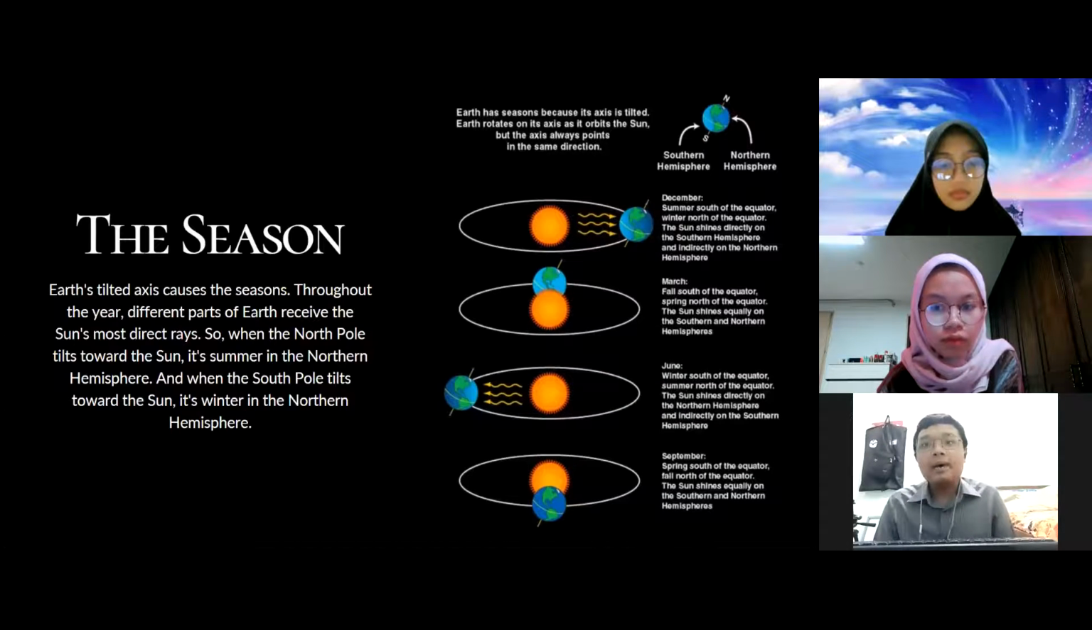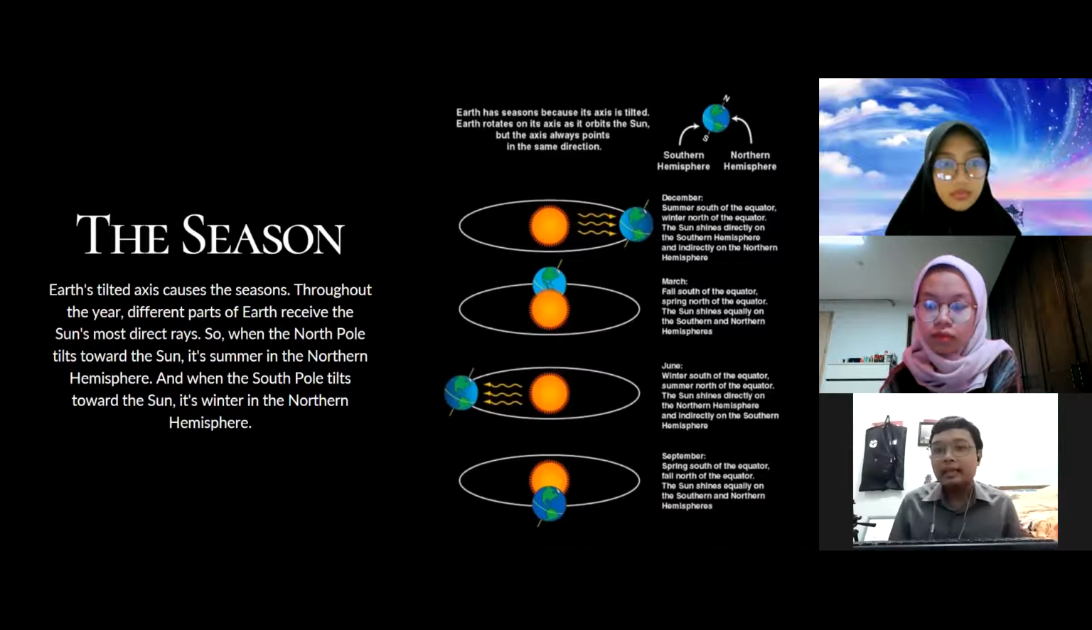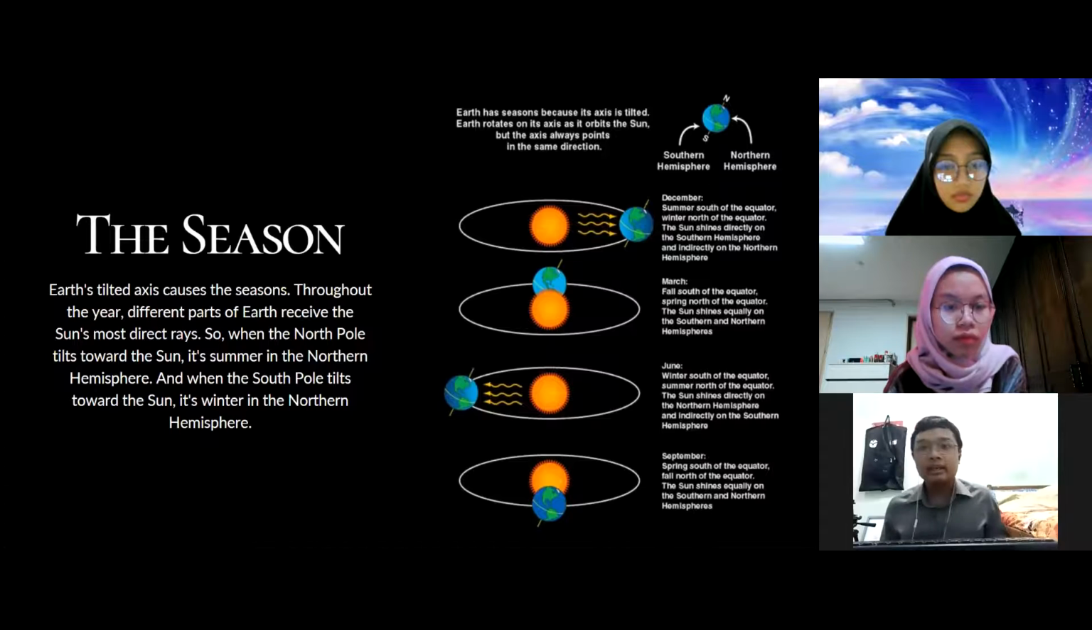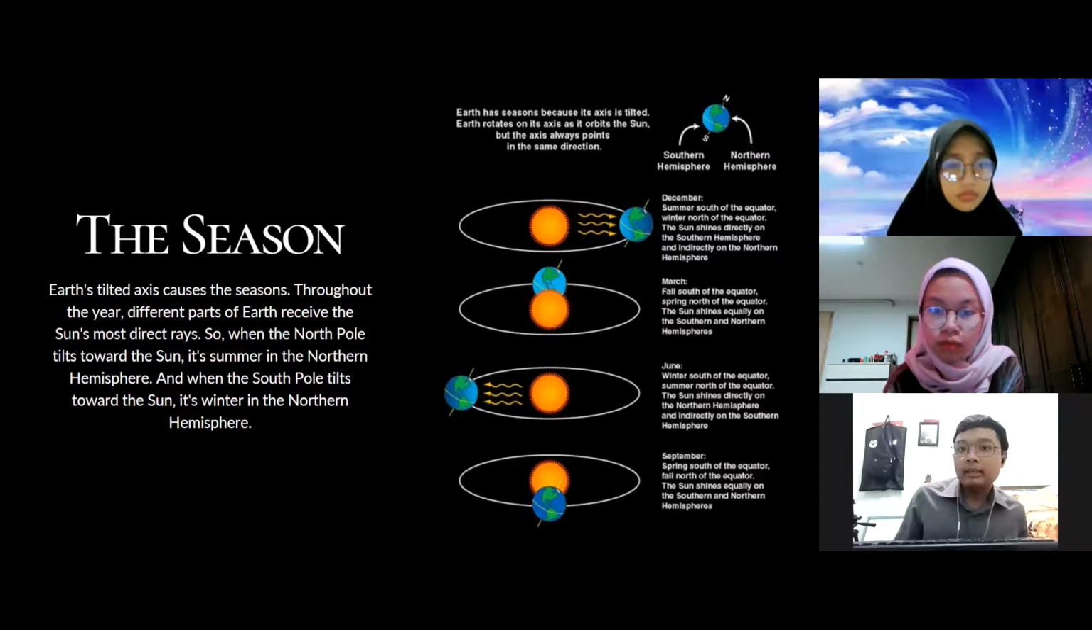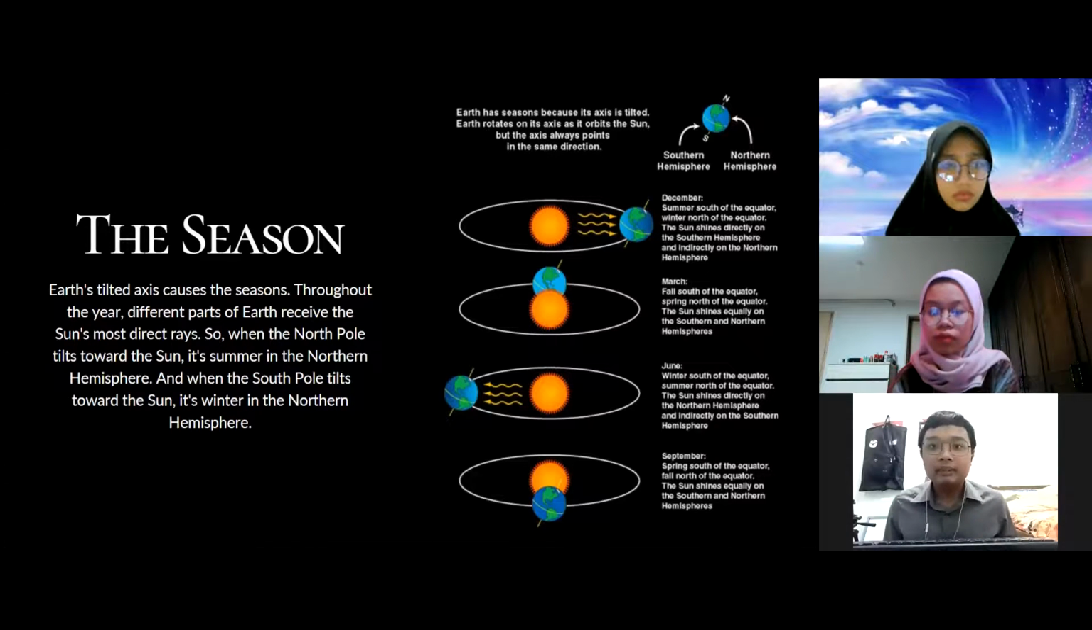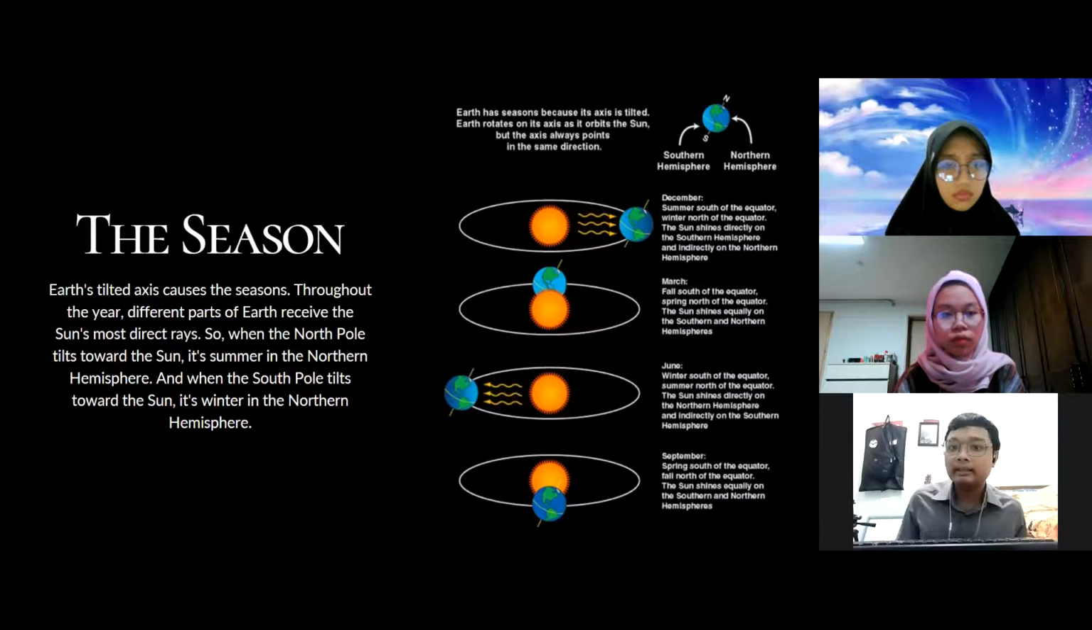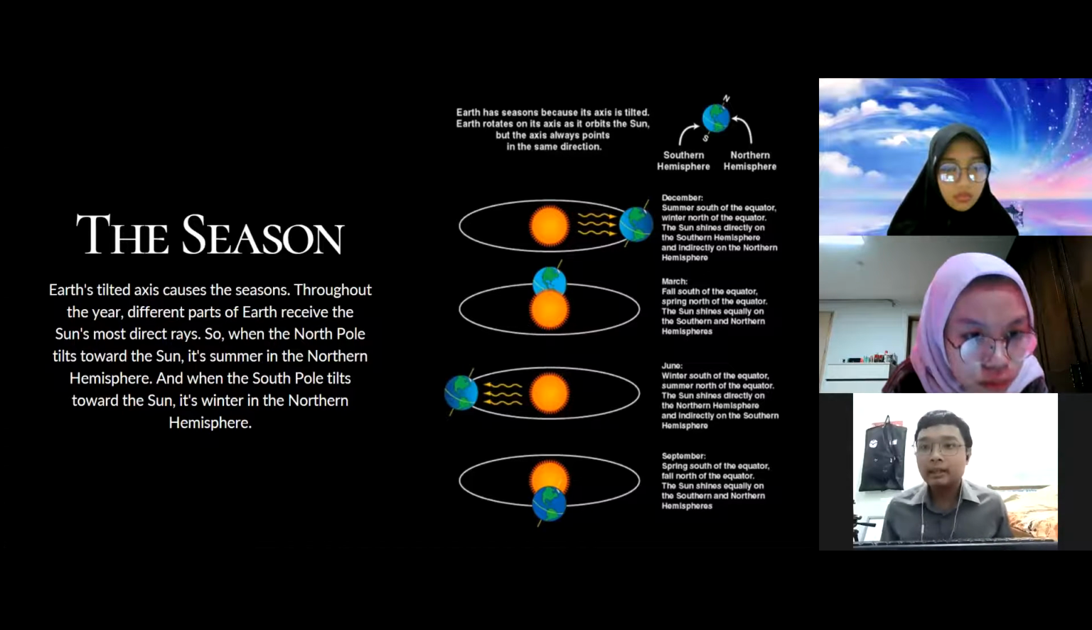The next slide is going to be about the seasons. As we know, Earth's axial tilt causes the seasons. This tilt, as we know, is 23.5 degrees. Throughout the year, different parts of Earth receive the sun's most direct rays. When the North Pole tilts toward the sun, it's summer in the northern hemisphere. And when the South Pole tilts toward the sun, it's winter in the northern hemisphere.